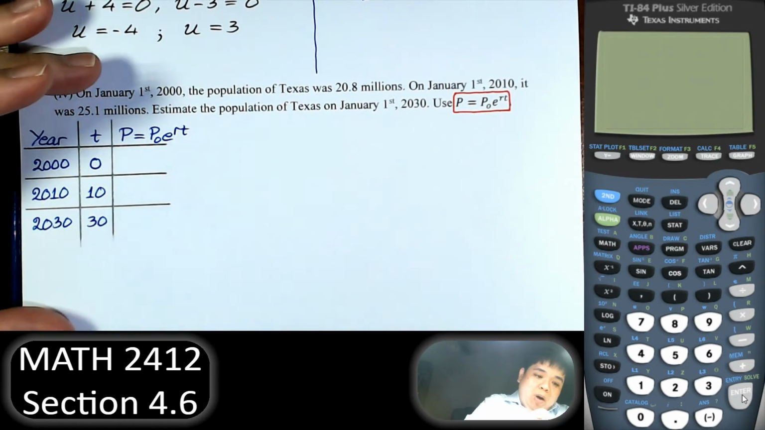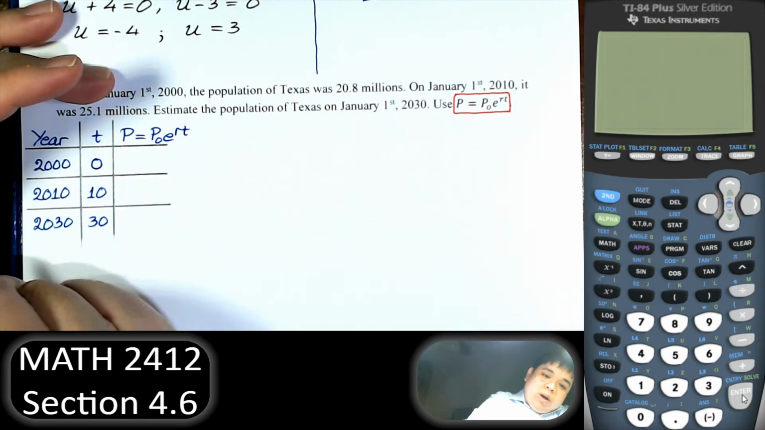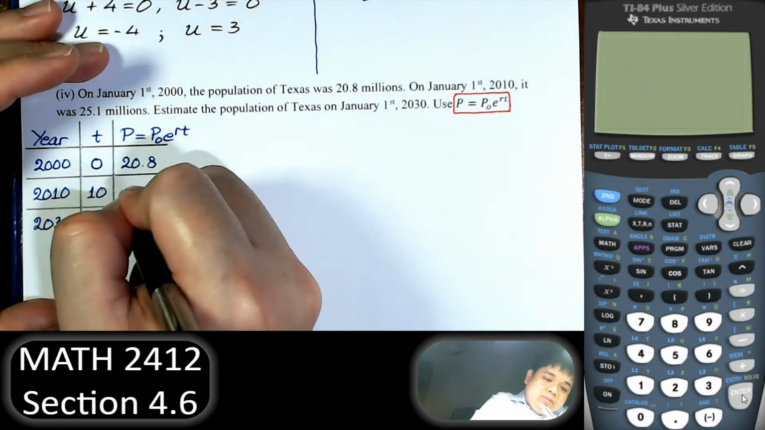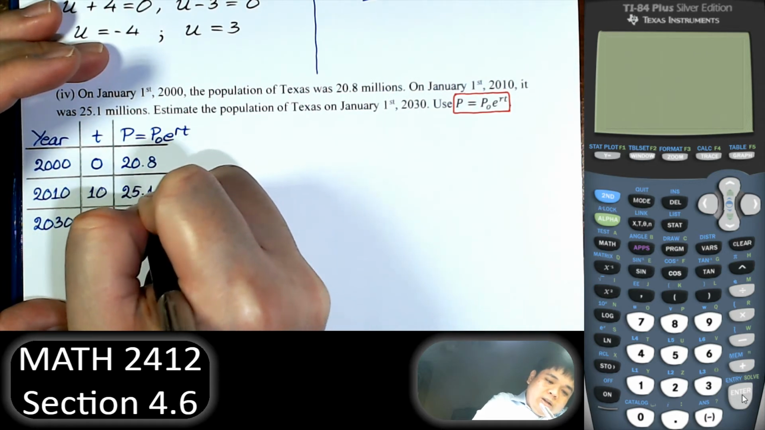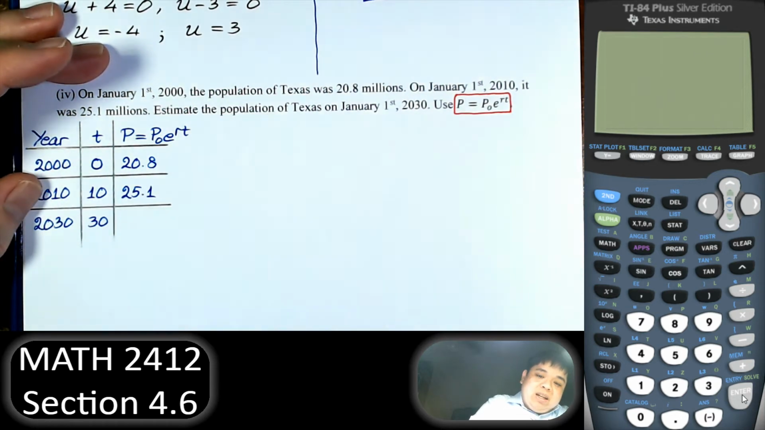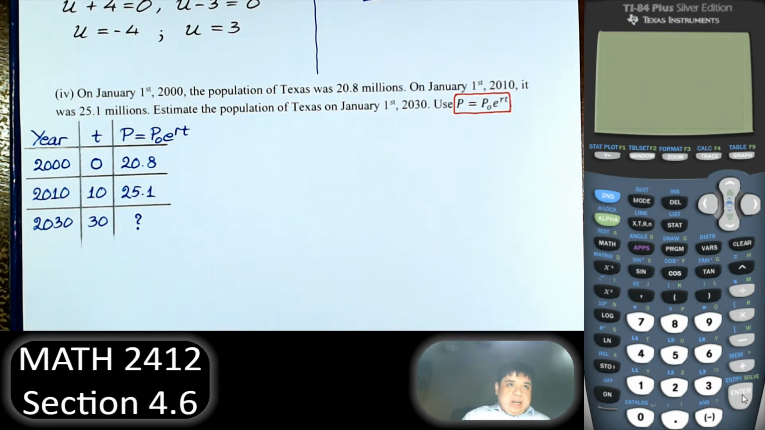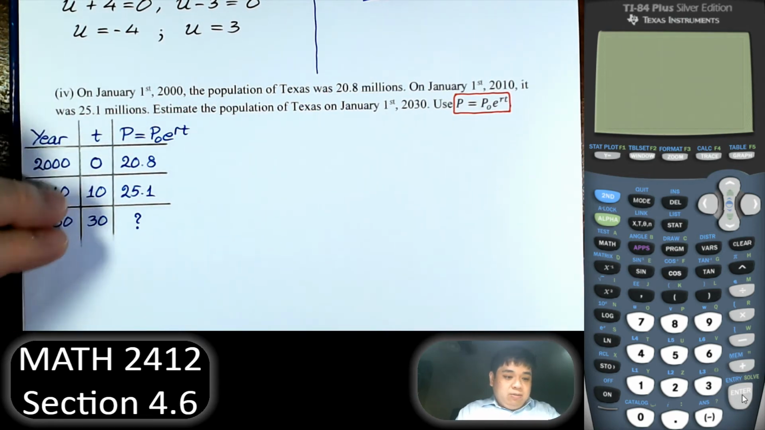Now, the population here is 20.8 millions, 25.1 millions in 2010, and we don't know the population in 2030. Right, so that's our set of data.